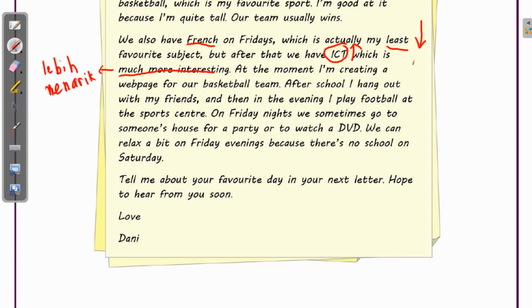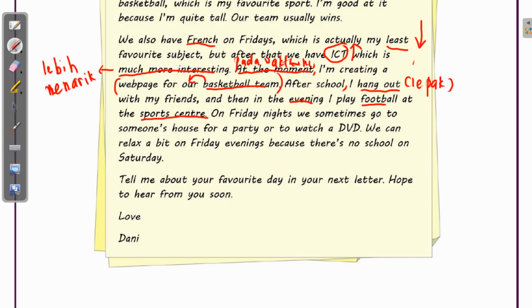At the moment means pada waktu ini. I am creating a web page for our basketball team. Right? So she is now creating a web page. Web page ni adalah laman web lah untuk basketball team, basketball team sekolah dia. Okay. After school, selepas sekolah, I hang out with my friend. Hang out mean, kalau dalam bahasa pasar, mean lepak lah. With my friend, and then in the evening, I play football at the sports center.